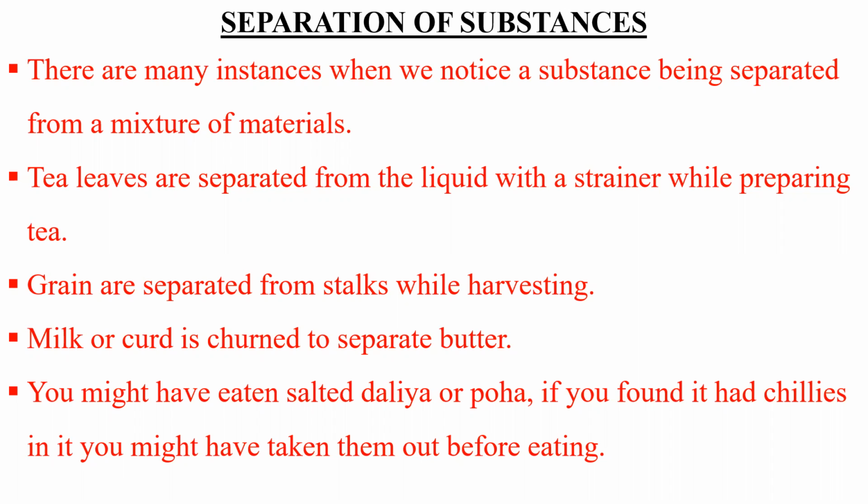Now, fourth point, you might have eaten salted dalia or poha. Poha means chirwa, whatever you call it. Dalia is like a mixture of some dal and some vegetables, brown in color. You may have eaten that. Now, if you find chilies in it, what will you do? Will you eat them or throw them? Obviously not. We'll take a bowl and separate the chilies into the bowl so that the chilies can come into use for several other things.